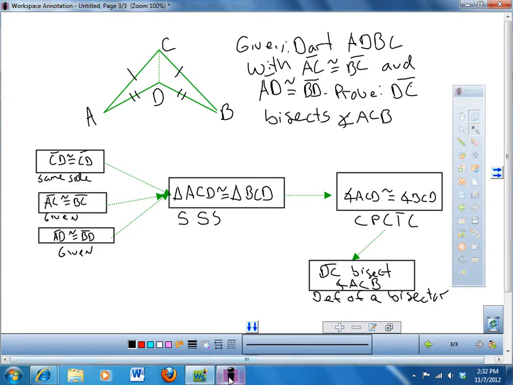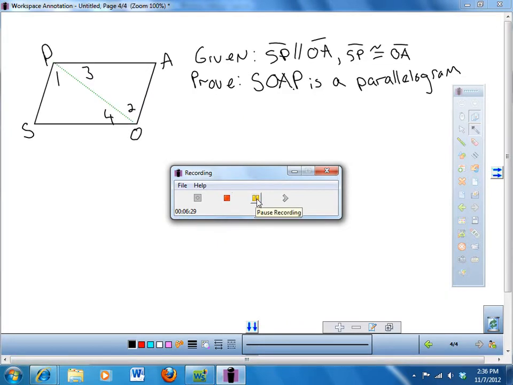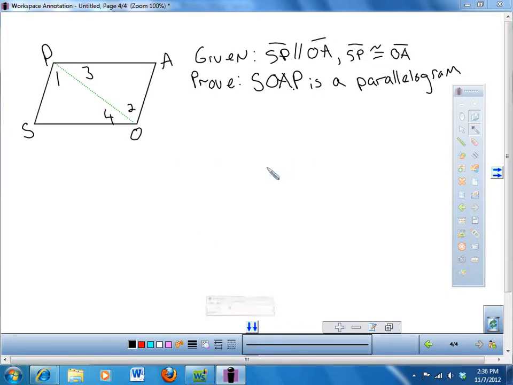So we're going to do one more, in a two-column format, a little bit trickier, okay? Given that SP is parallel to OA and SP is also congruent to OA, prove that SOAP is a parallelogram, okay? So this one is a little bit trickier. And so think about working backwards. What makes a parallelogram a parallelogram?